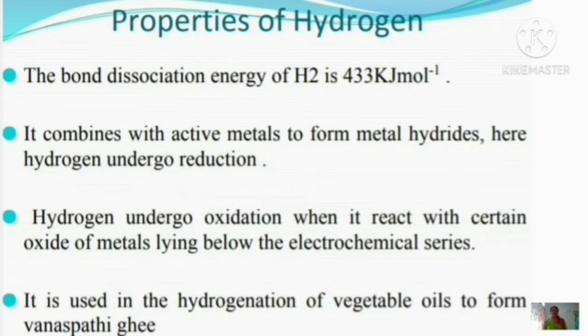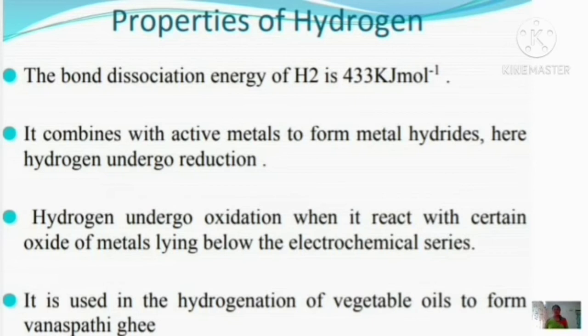But when hydrogen combines with active metals like sodium or potassium, it gets converted into metal hydride. That means hydrogen is here acting as an oxidizing agent. For example, when sodium reacts with hydrogen, it combines to form sodium hydride. Here, initially the hydrogen oxidation state is 0. But when it forms metal hydride, the hydrogen oxidation state is -1. That means the oxidation state of hydrogen is reduced to -1 in metal hydride. That means hydrogen undergoes reduction, and that means it acts as an oxidizing agent.